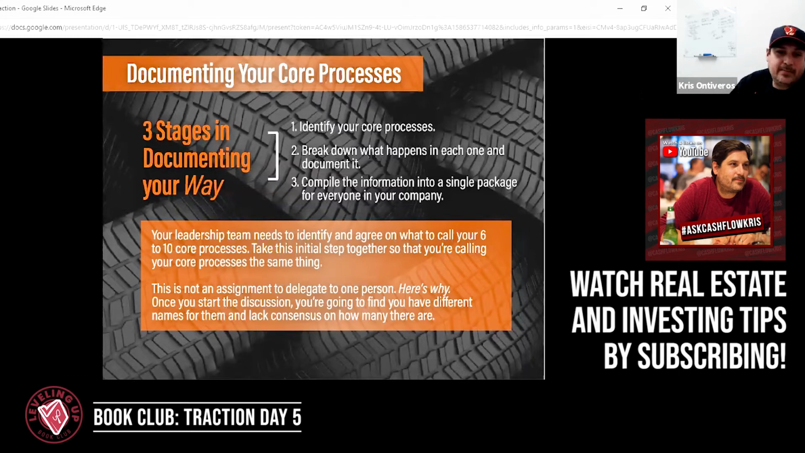Your leadership team needs to identify and agree on what you call your 6 to 10 core processes. Take this initial step together so that you're calling your core processes the same thing. It's not an assignment to delegate to one person. Here's why. Once you start the discussion, you're going to find that you have different names for them and lack consensus on how many there are.